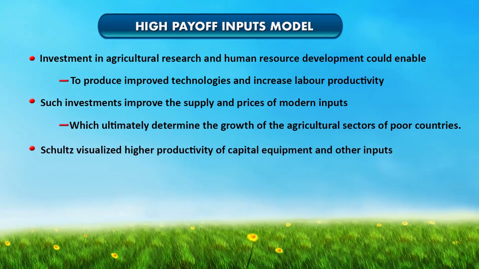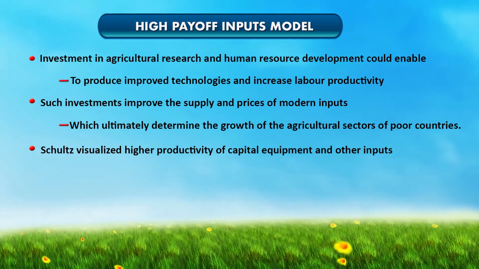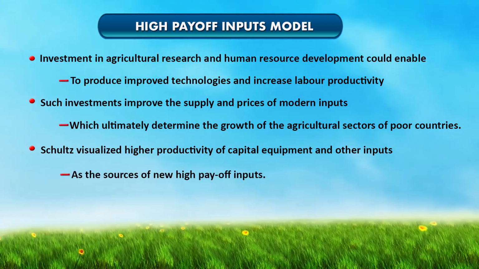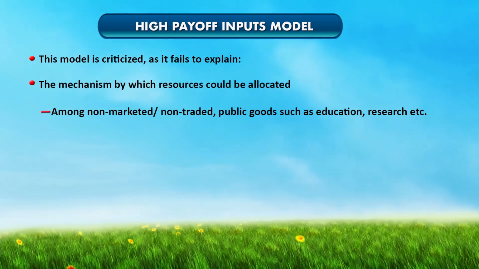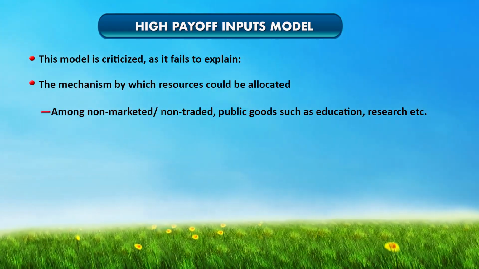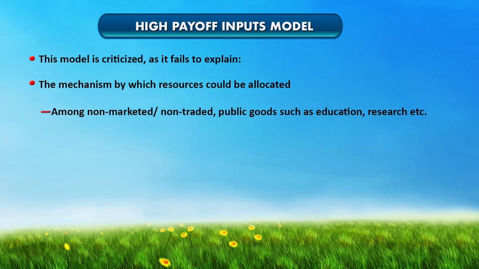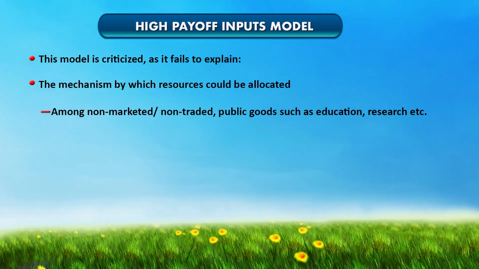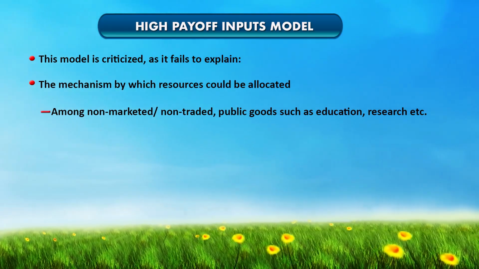And here it visualizes higher productive capital equipment and other inputs as a source of new high payoff inputs. This model is also criticized as it failed to explain the mechanism by which resources could be allocated among non-marketed or non-traded public goods such as education and research. So this model talks about investment in technology, knowledge or modern inputs, but it does not explain how to allocate resources to non-marketed or non-traded public goods like road infrastructure. That is not there in this model.